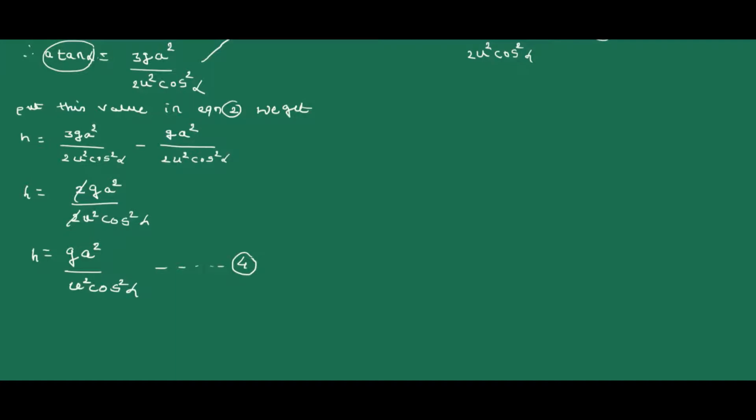So from this value again we can write h is equal to ga square divided by u square into 1 divided by cos square alpha. We can also write it as sec square alpha. That implies sec square alpha is equal to hu square divided by ga square, and say this is equation number 5.